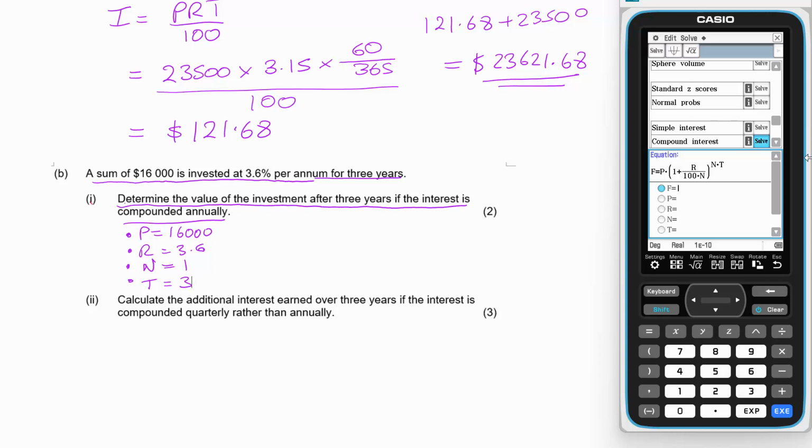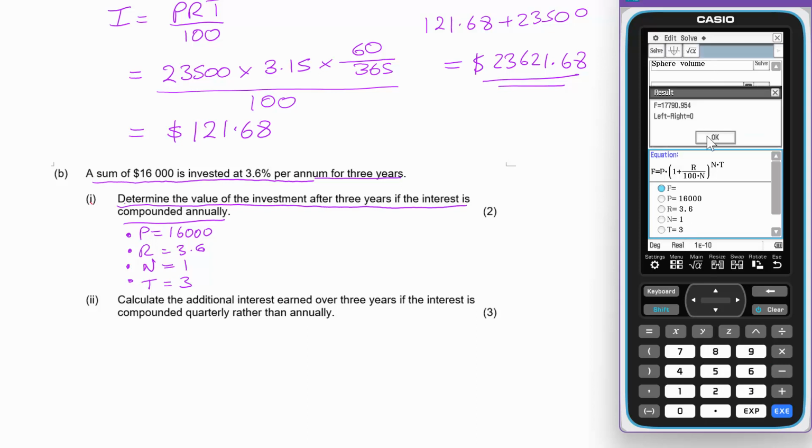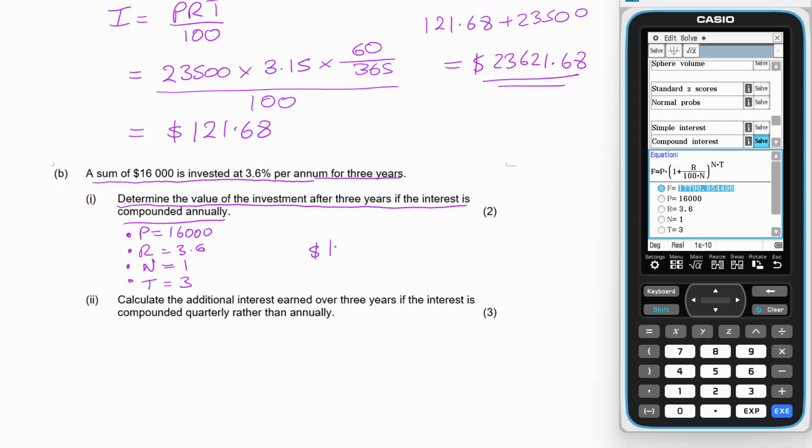So let's stick all of those in. Make sure that the F is highlighted. That's the final value. So we've got 16,000, 3.6, 1, and 3. And we get 17,790 and 95 cents.